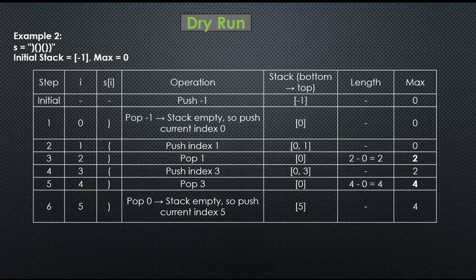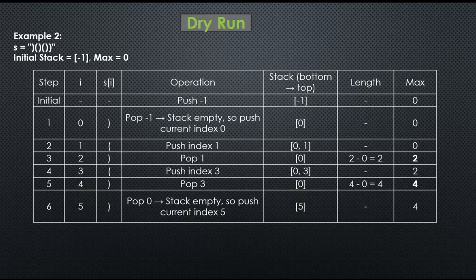No updation for max. Step number 2, the input is open parenthesis. If it is open parenthesis, I should push the index. Current index is 1. Stack becomes 0, 1. No updation for max. Step number 3, the input is close parenthesis. If it is close, I should pop the topmost element of the stack. Now the stack becomes 0. How do I find out length? It is the current index minus top of the stack. 2 minus 0 becomes 2. So max is 2.